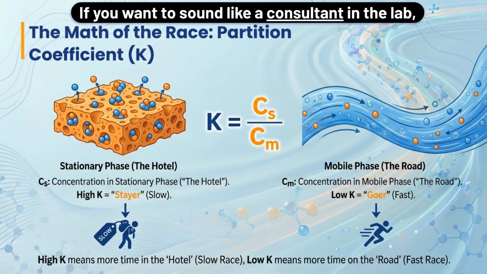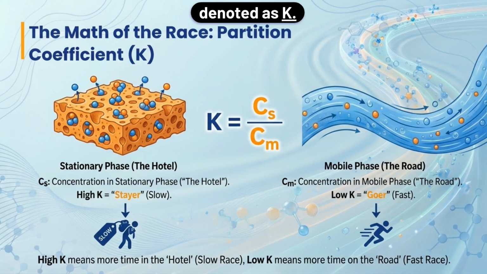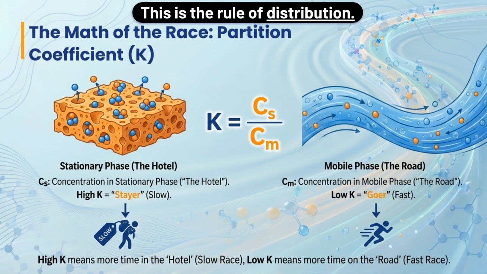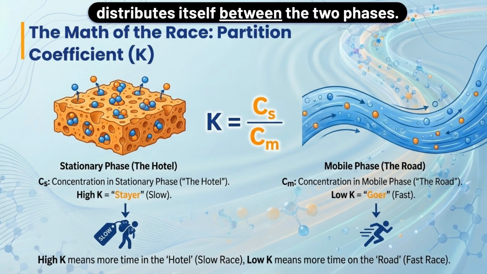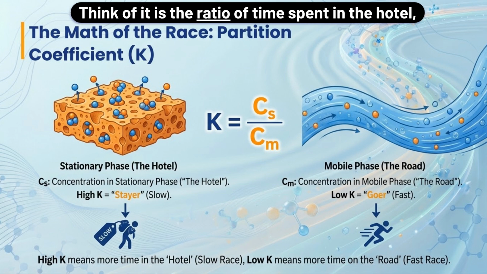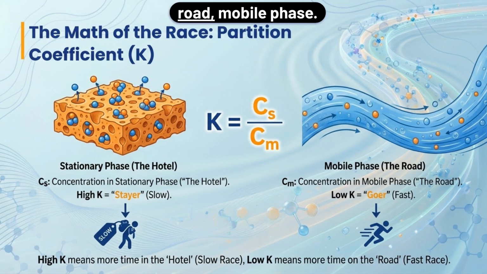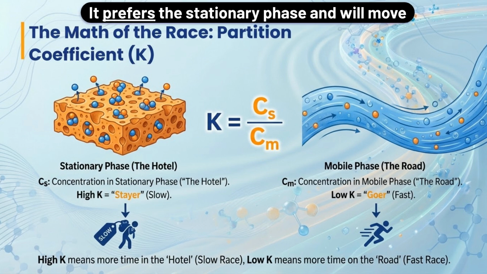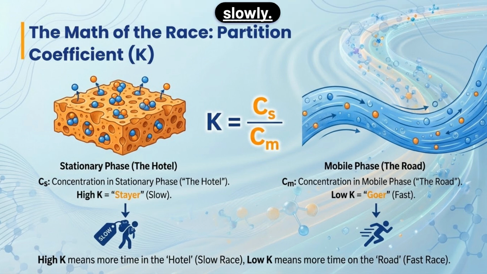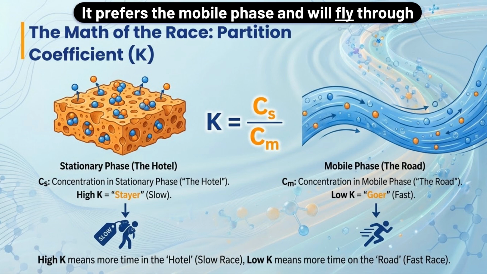If you want to sound like a consultant in the lab, you need to talk about the partition coefficient, denoted as K. This is the rule of distribution. It's a ratio that describes exactly how a solute distributes itself between the two phases. Think of it as the ratio of time spent in the hotel, stationary phase, versus time spent on the road, mobile phase. If K is high, the molecule is a stayer. It prefers the stationary phase and will move slowly. If K is low, it's a goer. It prefers the mobile phase and will fly through the column.